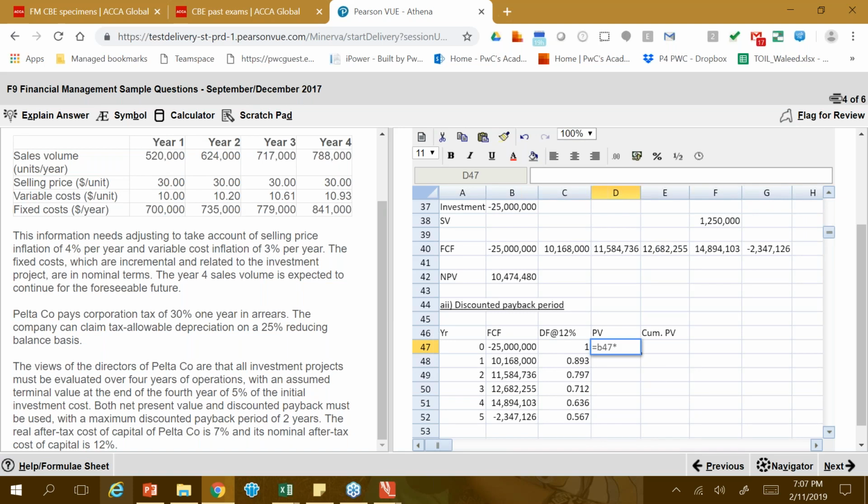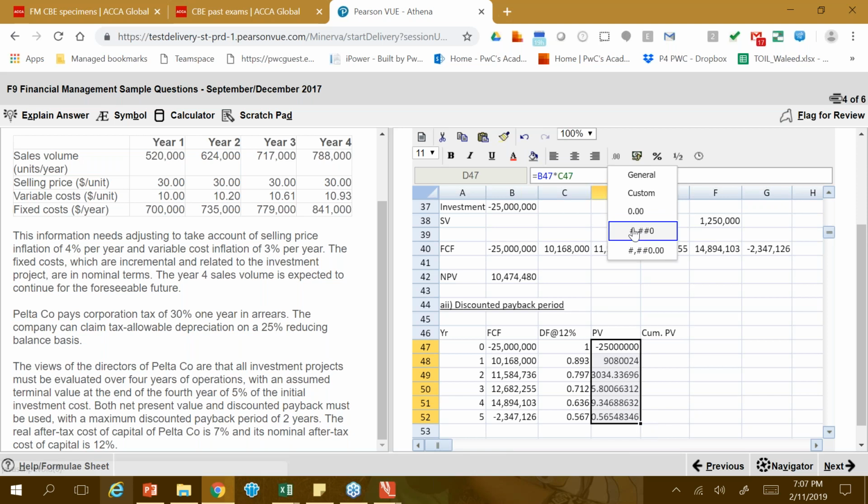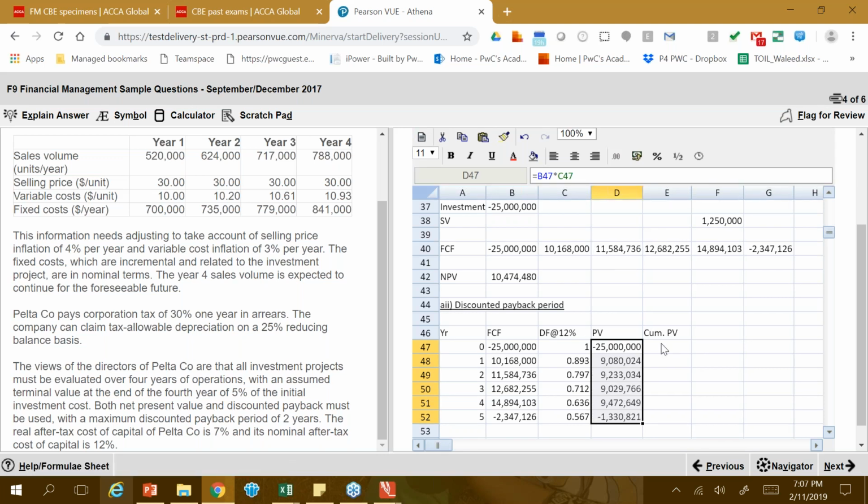into C47. So B47, C47. And I'm going to drag this down to fill in the remaining present values, use a separator. Done. I've got the present values out now. Once we've got the present values, we now need to think about cumulative present value. Now the cumulative present value will start from here, the D47.